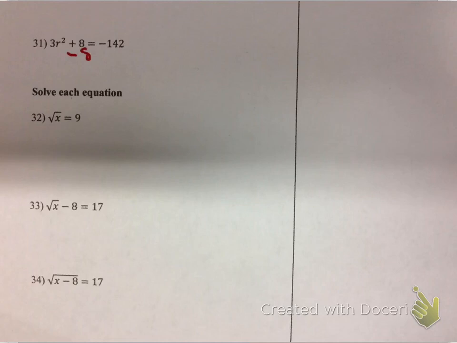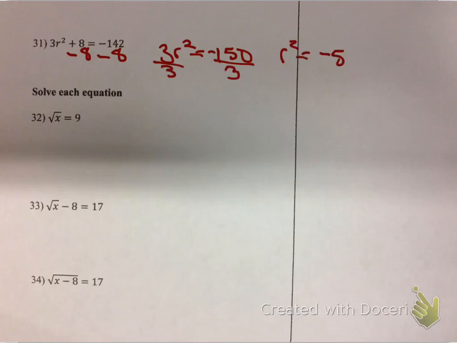Here, subtract 8. You get 3r squared is equal to -150. Divide by 3. r squared is equal to -50. Take the square root, and then r will be plus and minus 5 square root of 2, with an i. I got a little tongue-tied there.